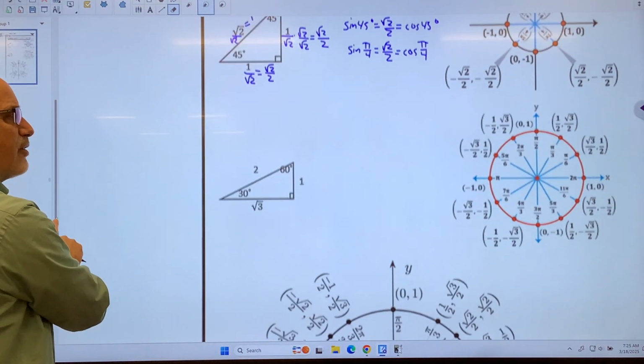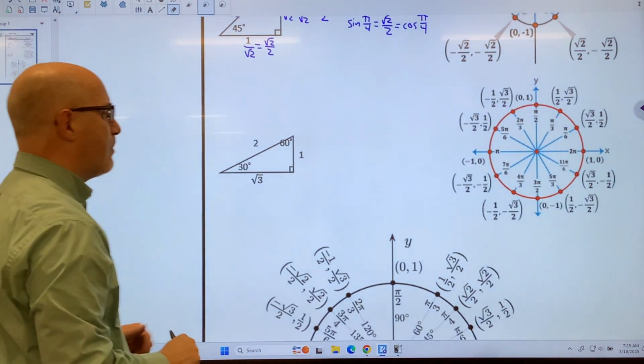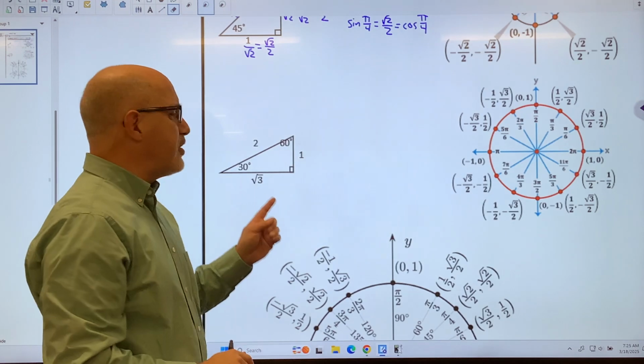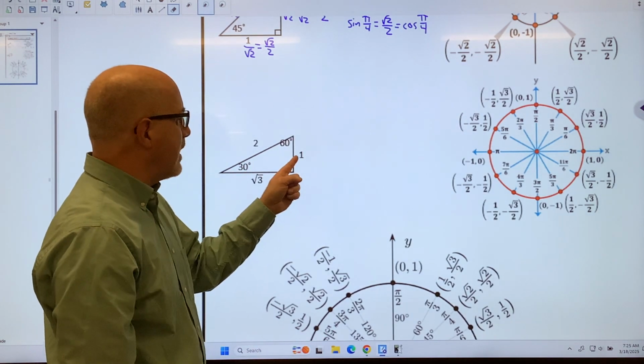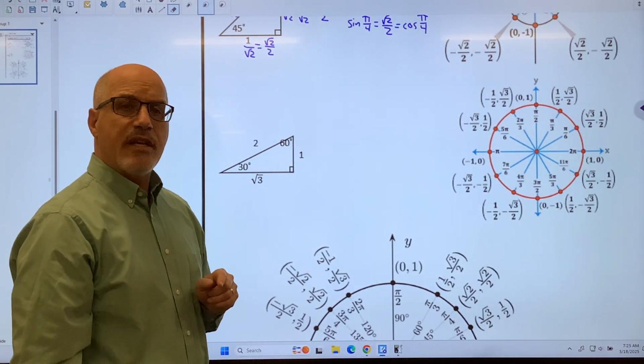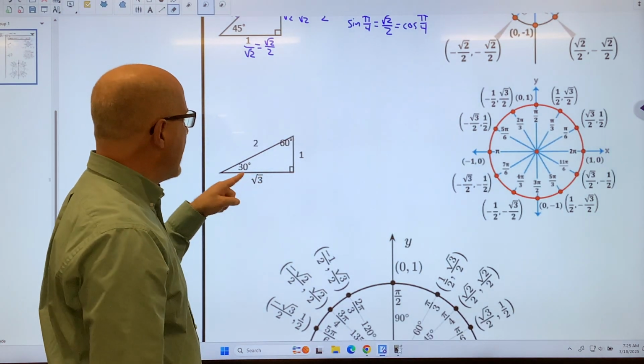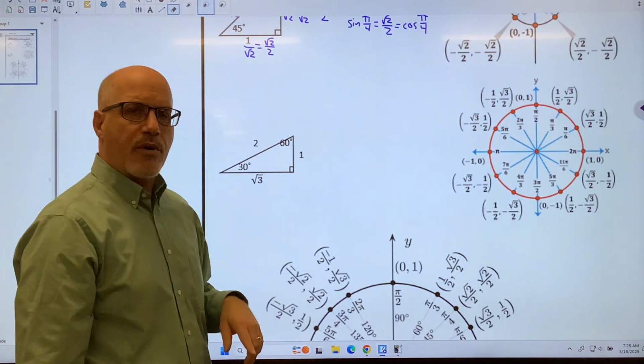Let's now look at a 30, 60, 90 degree triangle. Our ratios are: opposite the 30 is a 1, the hypotenuse is double that, it's a 2, and opposite the 60 is the square root of 3.